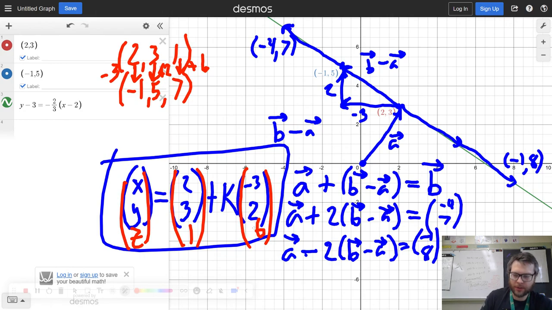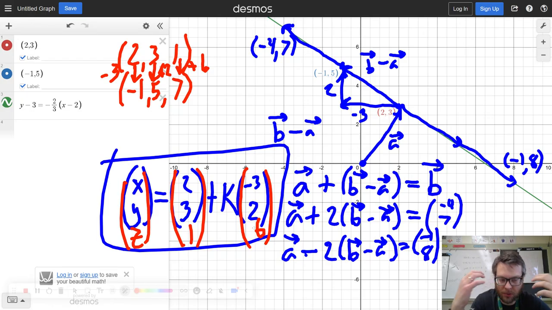Okay? So that's it for this just really intro. Please remember though, when we're writing more complicated equations, it all comes back to this idea of vector addition and then adding multiples of vectors to each other.